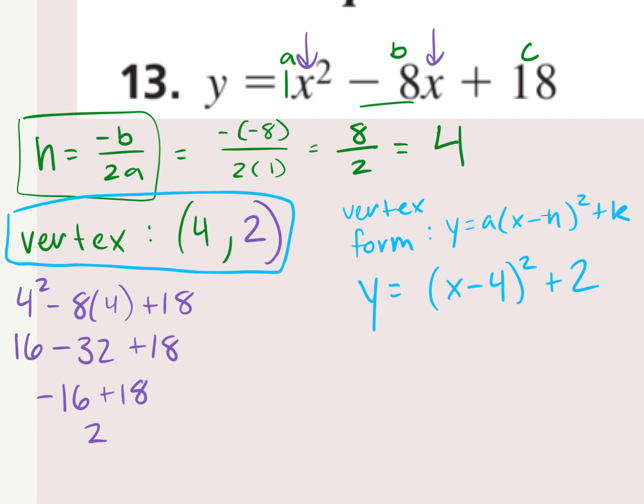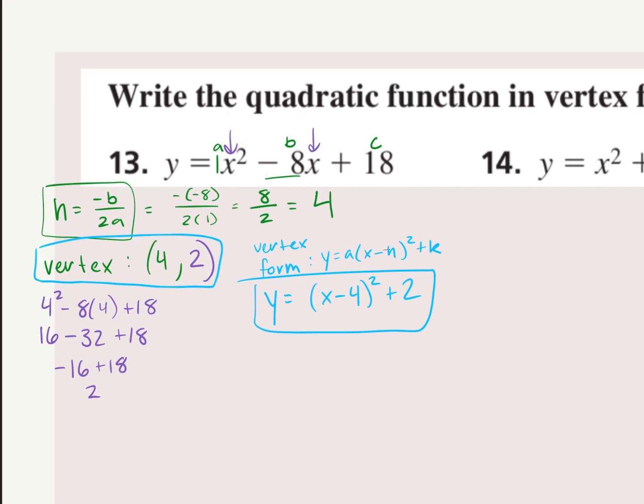No. We don't need it there. So this would be our vertex form. Perfect. Notice how we changed the sign of the h, but the k kept the same sign. So it turns into x minus 4 squared plus 2. Great job. All right, let's go to the next page.